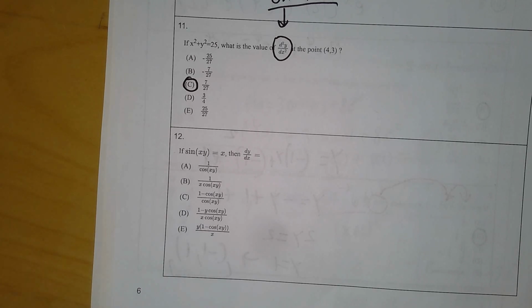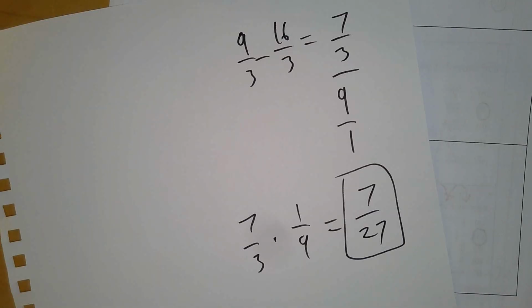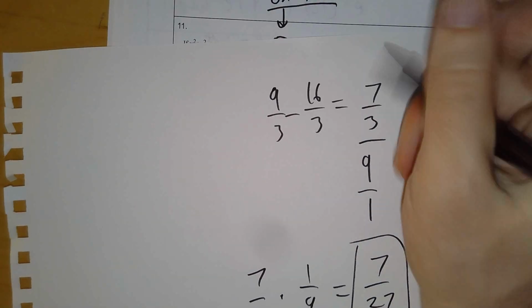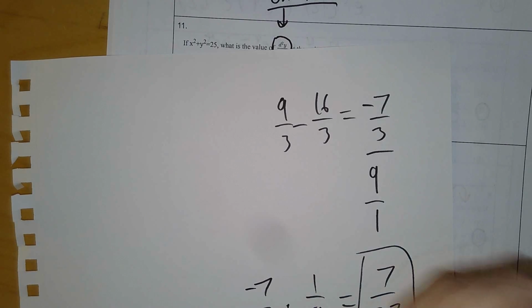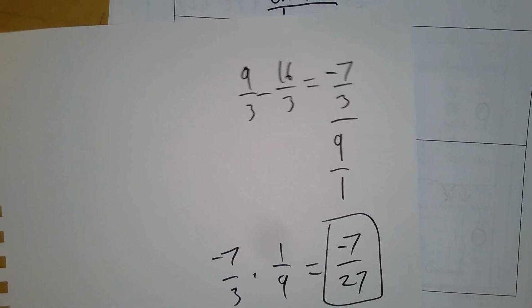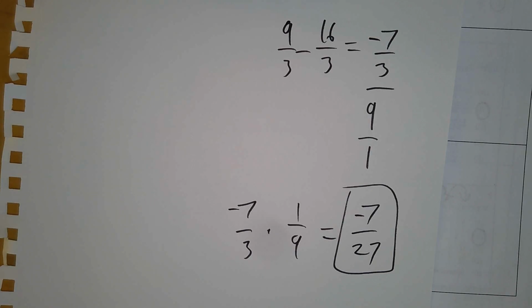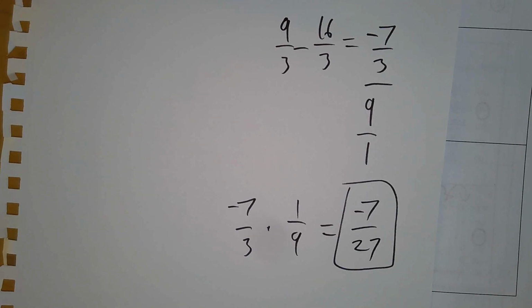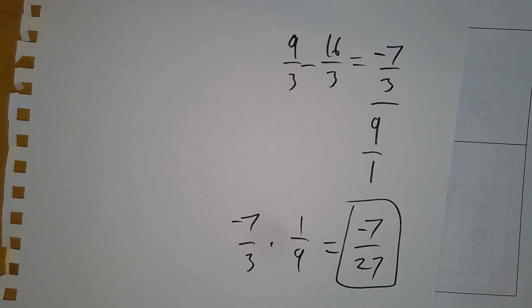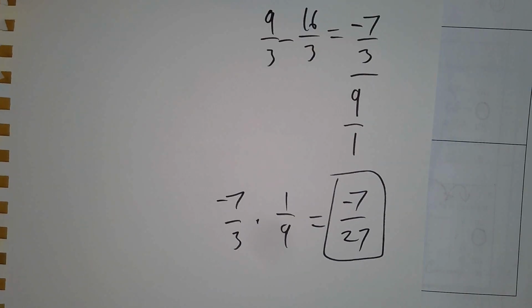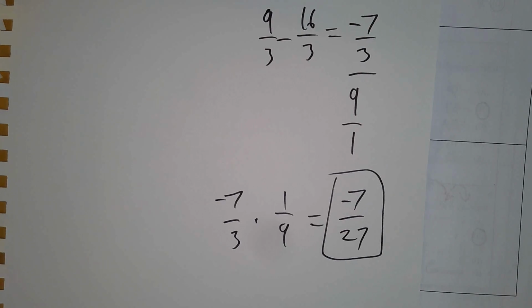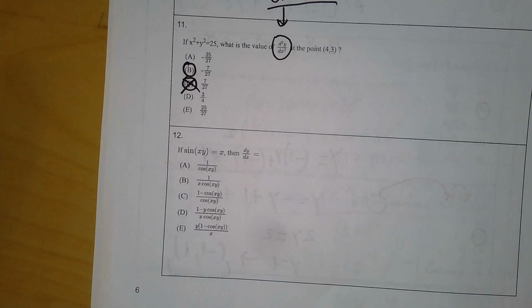Oh guys, why do I keep making mistakes? Oh, please. This is negative. This is negative. This is negative. Oh dear, I'm sorry. That's B. I jumped the gun on that. 9 minus 16 is negative 7. Negative 7 over 3 divided by 9 over 1, multiply, negative 7 over 27.